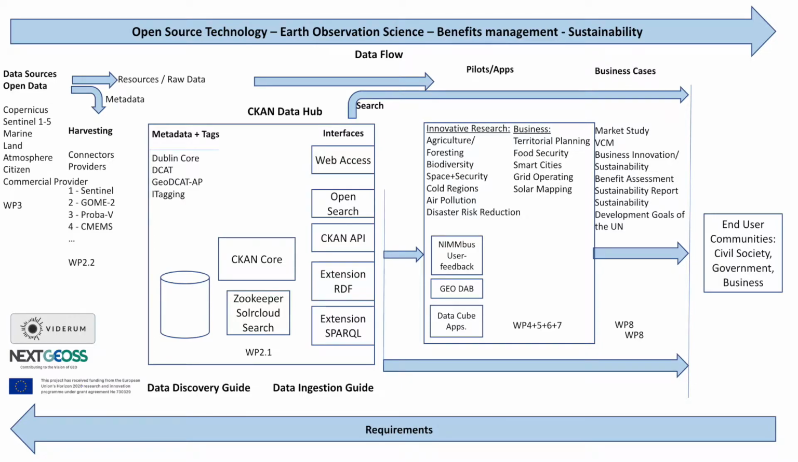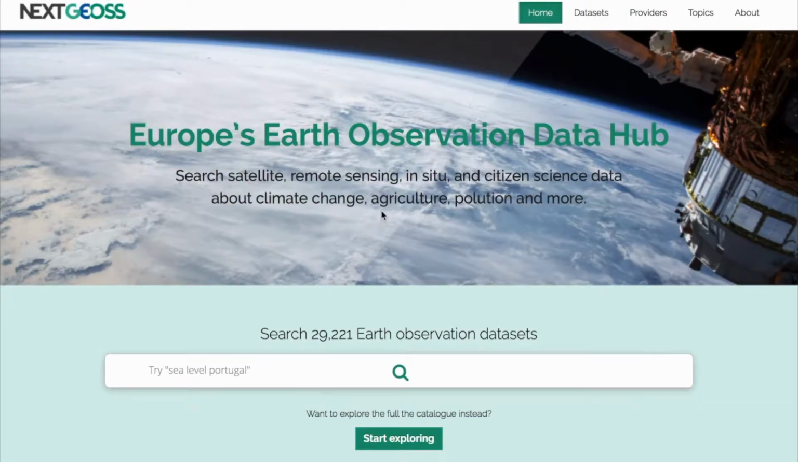A user has at least 3 ways to benefit from the Data Hub. They can access it directly through the web interface, they can access the metadata through an API, or they can make indirect use of the metadata and raw data through pilot applications. Okay, so let's take a more detailed look at the Data Hub, while I walk you through some of its features.